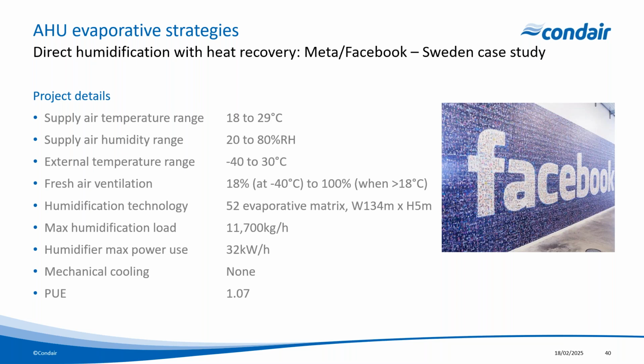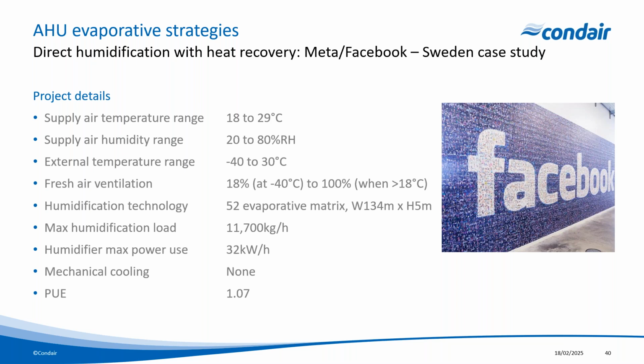So some project specifics here. Supply air temperature range was 18 to 29 degrees C with a humidity range of 20 to 80%. Outside air temperatures ranged from -40 to 30 degrees C, with temperatures very rarely rising above that 30 degrees C mark. However, in this case, we could potentially use the evaporative systems for cooling as well. Fresh air rates range from 18% at -40 degrees C all the way up to 100% when the ambient air temperatures were less than 18 degrees C.